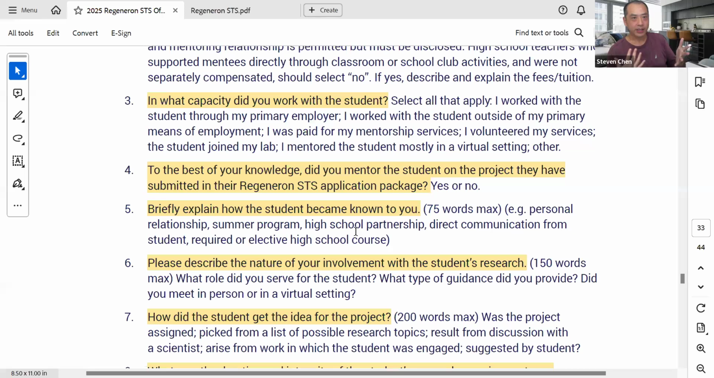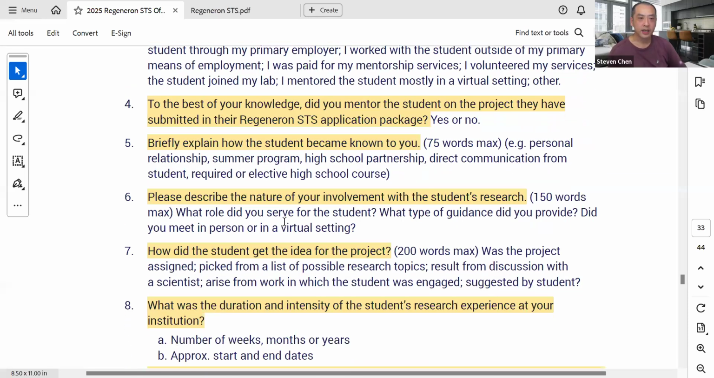You said, okay, I somehow just sent a cold email to this professor, and this professor said yes to supervise me. So this is inconsistency, then you'll be in trouble. Okay, so be careful. Next, describe the nature of your involvement with the student's research.